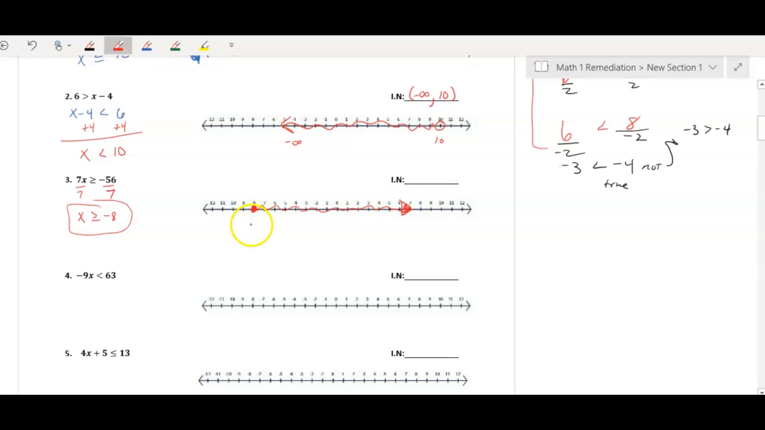For my interval notation, my lower bound is negative 8. My upper bound is infinity. Because I'm equal to, I'm going to use a square bracket: negative 8, comma, infinity, round bracket. Okay.